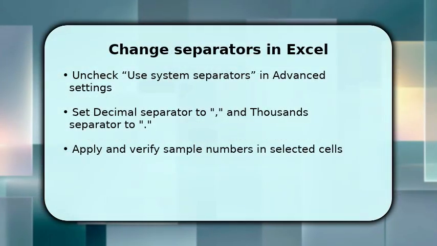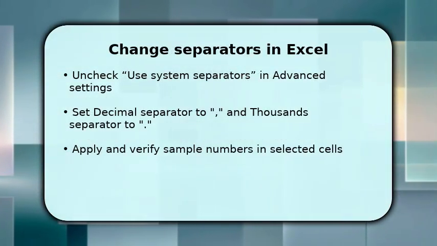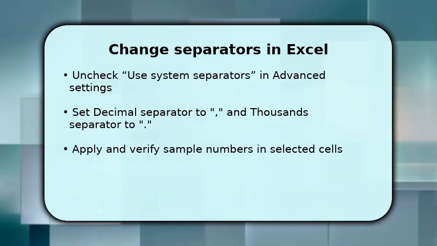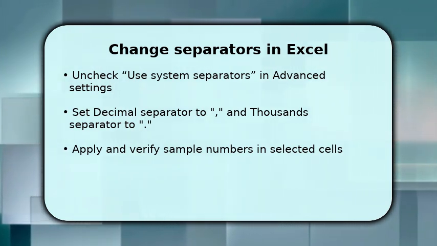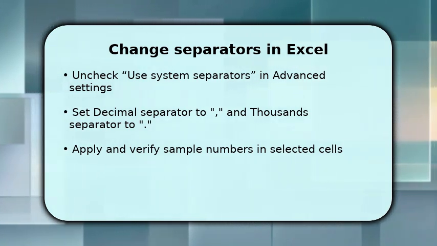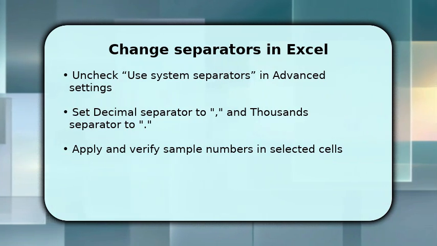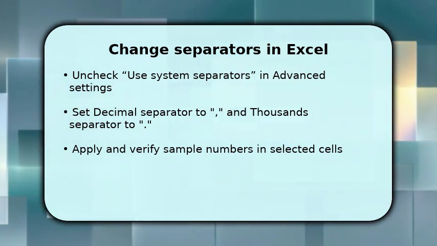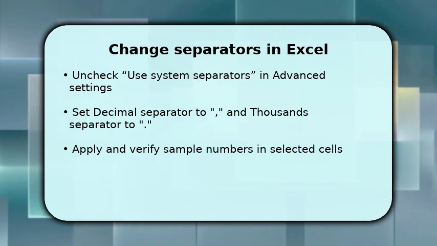With system separators off, you'll set the decimal to a comma and the thousands to a dot or space as required. Type a comma into the decimal separator box and a dot into the thousand separator box, then click OK to apply. You'll see numbers update immediately in the selected cells, and new entries will use the comma as the decimal mark. If some cells remain unchanged, check their formatting.